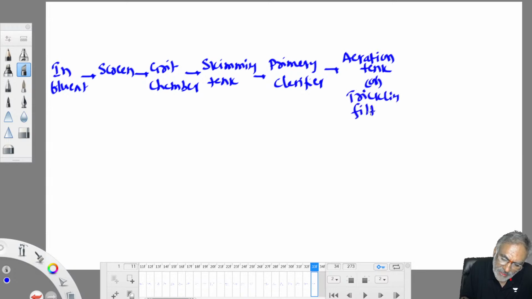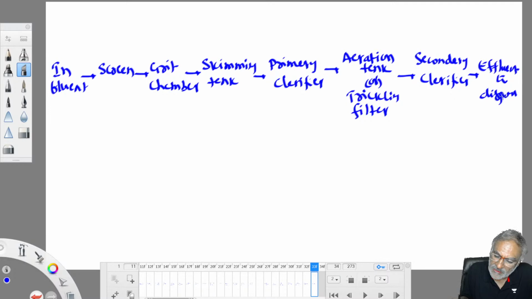If it is activated sludge process, aeration tank. If it is trickling filter, different, then secondary clarifier. Then we get effluent. This effluent will go for disposal. This is what is called municipal wastewater treatment.